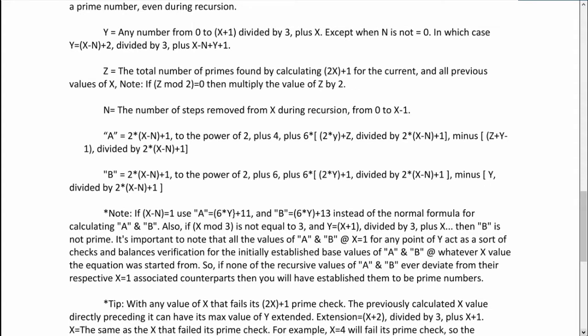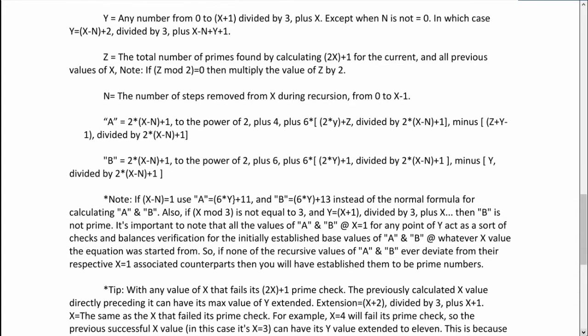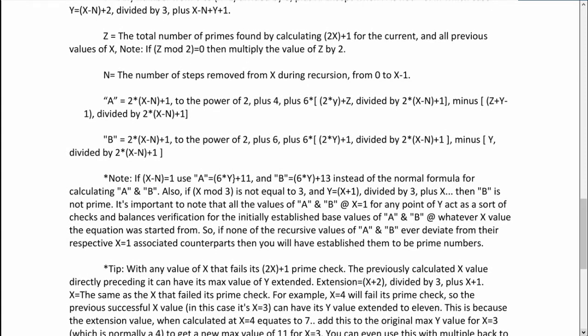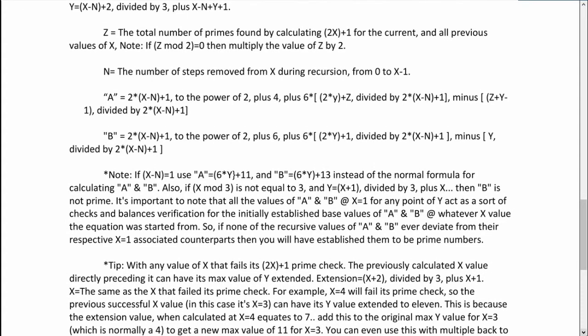Z equals the total number of primes found by calculating 2x plus 1 for the current and all previous values of x. Note, if z mod 2 equals 0, then multiply the value of z by 2. N equals the number of steps removed from x during recursion, from 0 to x minus 1.